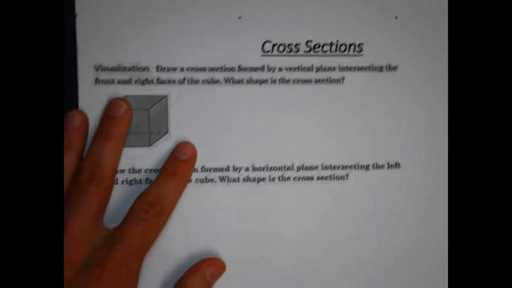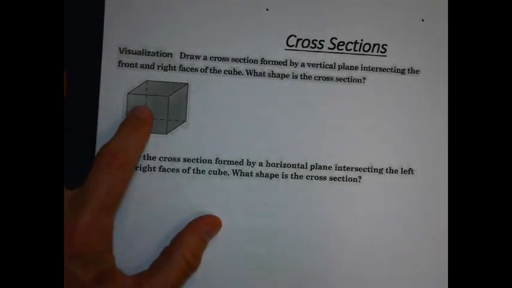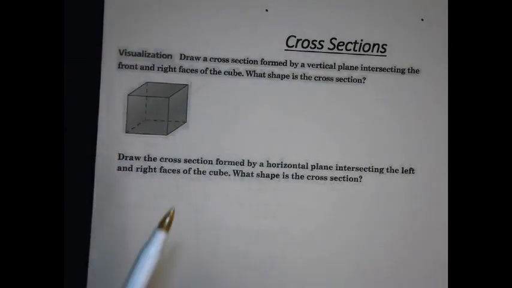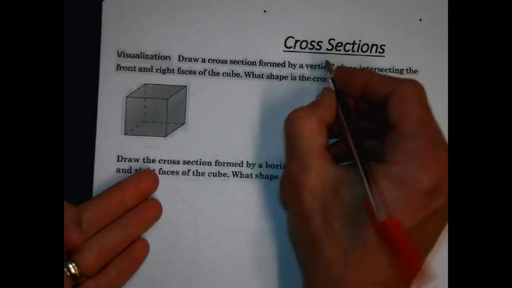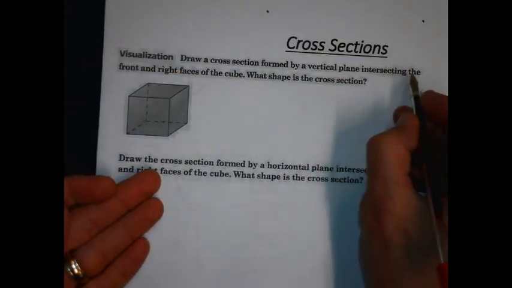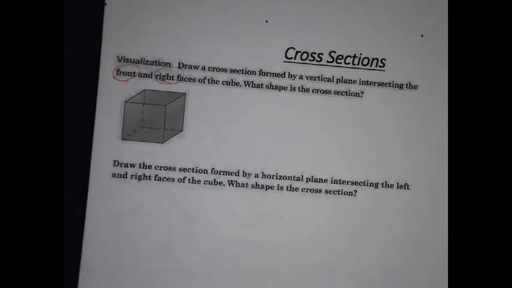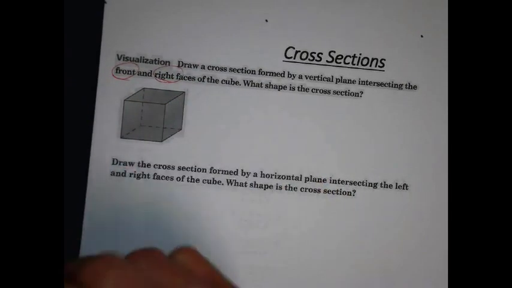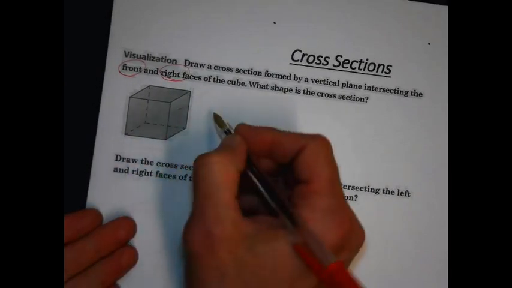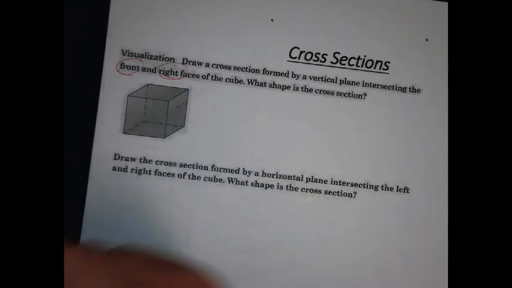But we can do a little bit more of it. So let's do some more visualization. Here's a cube, and what we're going to do is draw a cross section formed by a vertical plane cutting down, but it's intersecting the front face and the right face. Okay, so imagine the front face and the right face, this face here and this face here, and we're going to cut down where it's intersecting just both of those.